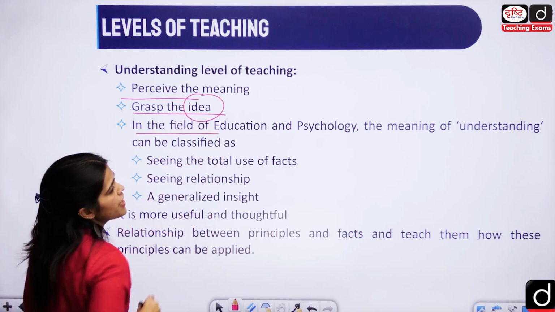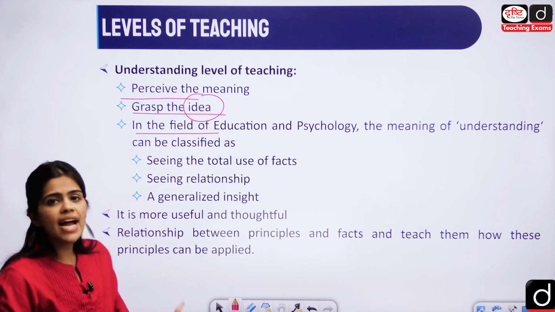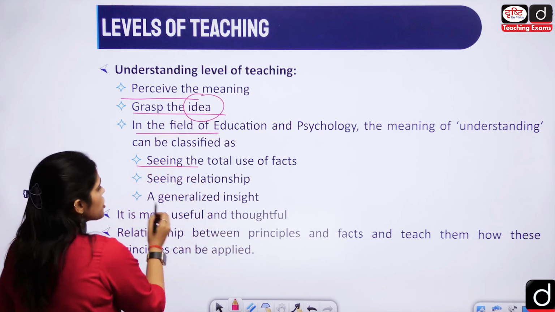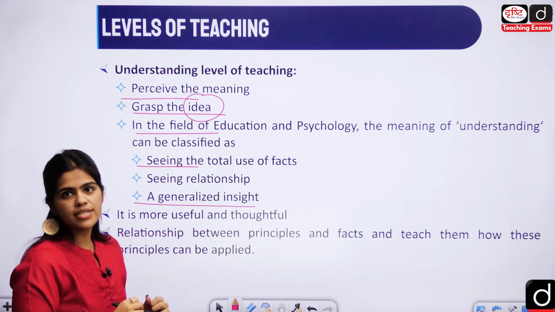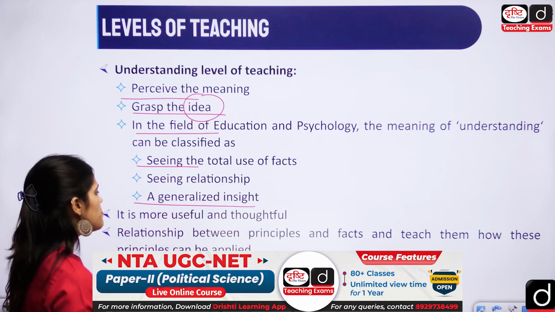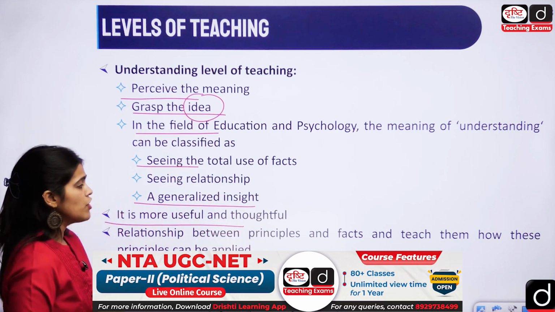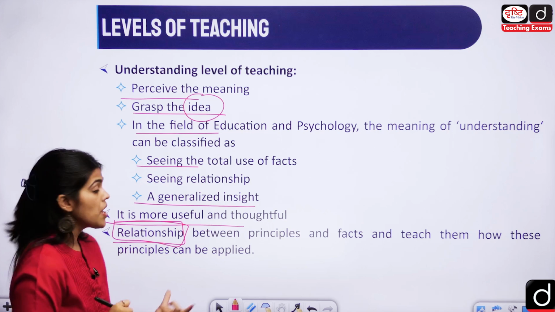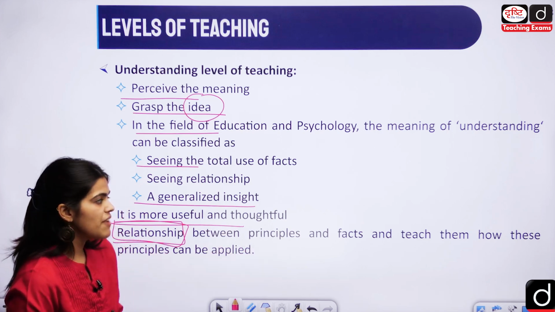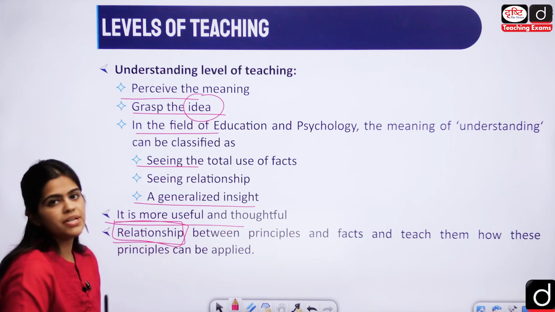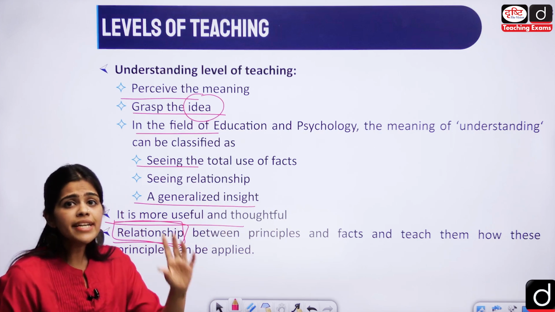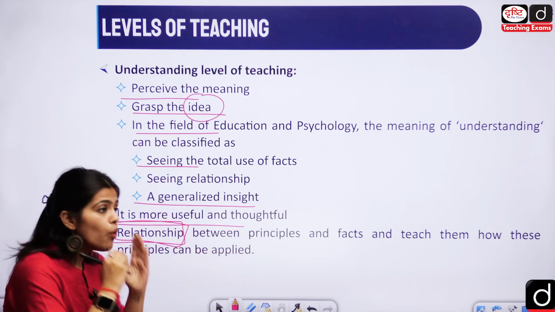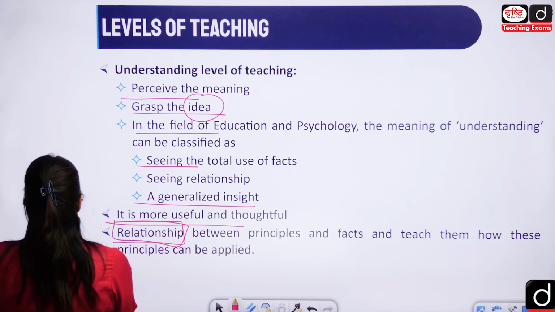In the field of education and psychology, the meaning of understanding can be where you see the total use of the facts, the relationship, and also you generalize those concepts. You understand it in a broader perspective. So it is way more thoughtful and useful. Here we understand the relationship. This word is very important. The relationship between principles and the facts, and the teacher tries to teach the principles. This means that it is not only a teacher-centered domain or a level, but it is a level where both teacher and a child are important.